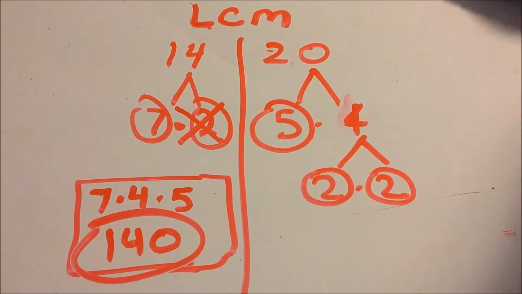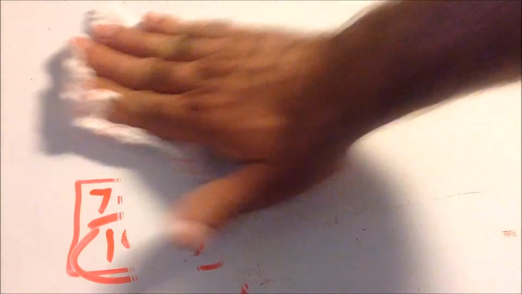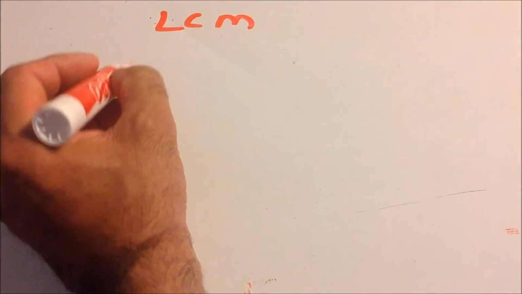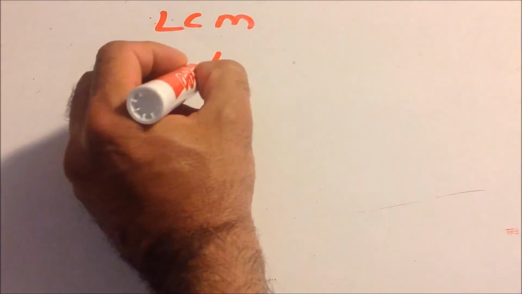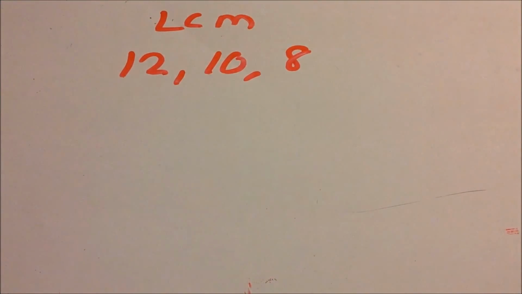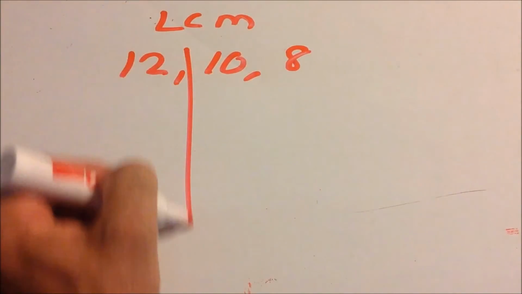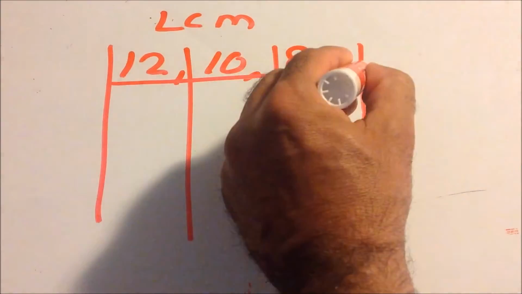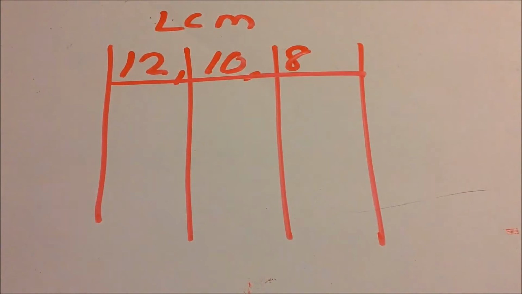Now, we can also do this with 3 numbers or 4 numbers. See if you can do this with 3 numbers now. Let's say I wanted to find the LCM of 12, 10, and 8. 12, 10, and 8. Do the same thing. Make factor trees and keep those with the most factors. So pause the tape and try that.